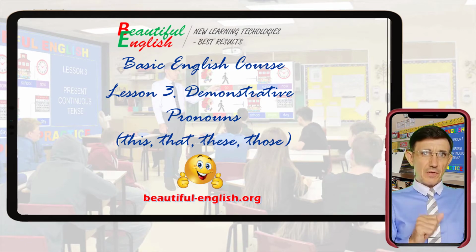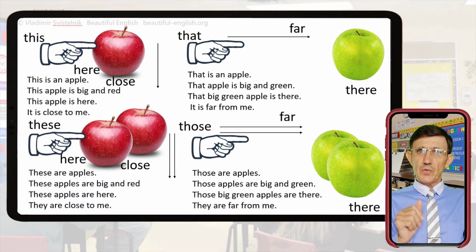Today we will learn how to use demonstrative pronouns. We use them when we talk about the location of an object or a person, when we need to indicate if an object, objects or a person, people is close to us or far from us.